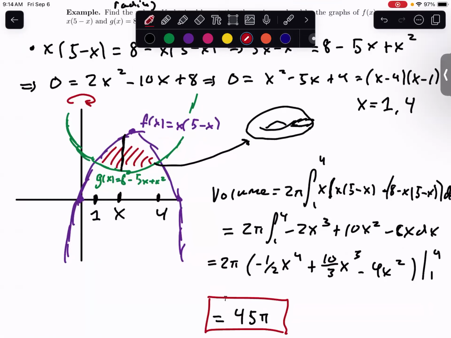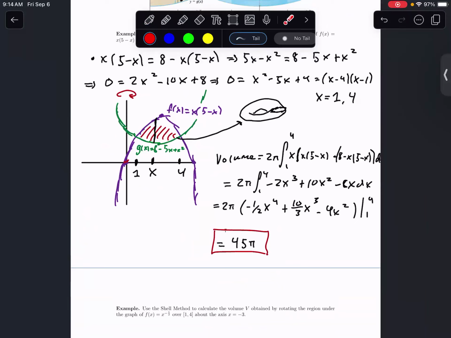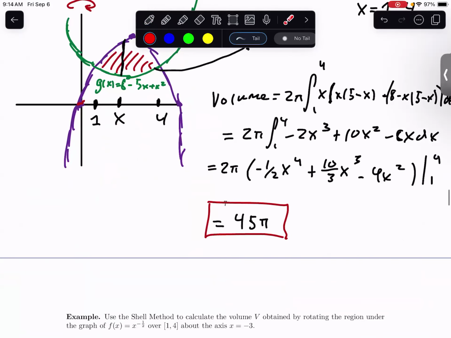Okay, so as long as you can keep track of the radius, so the distance from the origin to whatever your cross section is, like this x, and then the height, you should be able to set up the integrals correctly 100% of the time. And on the exam, I'm more interested in making sure you know how to set up the integral than I am in the actual computation. So you'll get good credit as long as you know how to set things up.